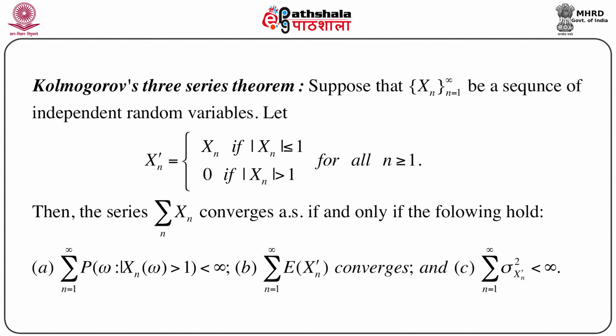Then the series summation X_n converges almost surely if and only if the following three conditions hold. Number 1: summation n equals 1 to infinity probability of omega such that modulus of X_n(omega) greater than 1 is less than infinity. Second condition: summation expectation of X_n prime converges. And third condition: summation of sigma square of X_n prime, that means the sum of variances of X_n prime, n equals 1 to infinity, is less than infinity.